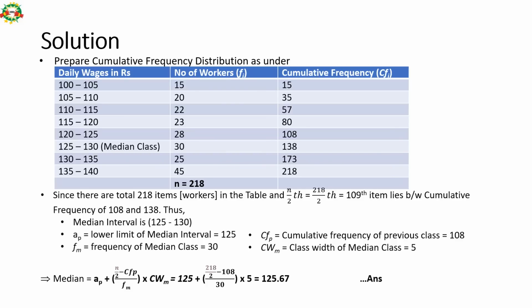Then as per the formula, we have to see the lower limit of the median interval, which is 125. This is the middle class, and the lower limit of the median interval is 125. Then the frequency of the middle class, which is 30. And the cumulative frequency of the previous class, the class one less than the middle class, is 108. And the class width of the middle class: 130 minus 125 is 5. If we enter all these data into the formula which we saw in the previous slide, we will get the value 125.67.